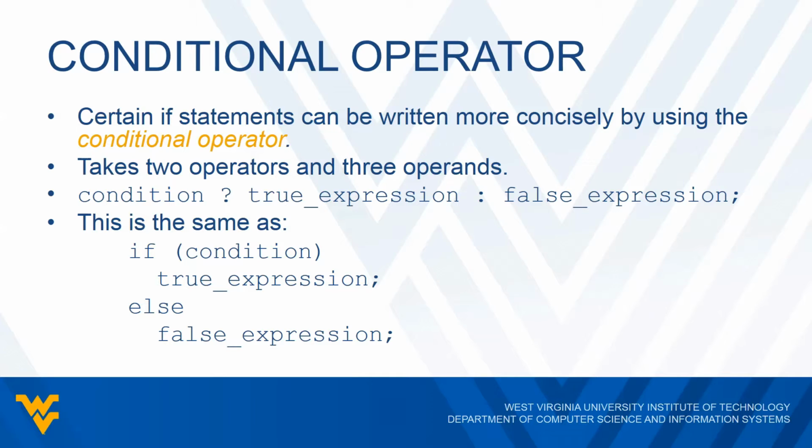So the idea is we do our condition first, we put a question mark, and then we put in the statements that are going to be our true part. Then our colon represents the else part. So anything that comes after the colon means that we're dealing with the false portion of our statement.